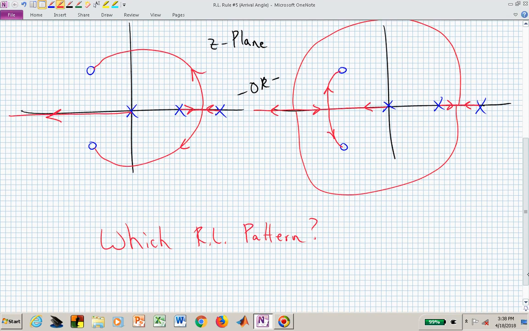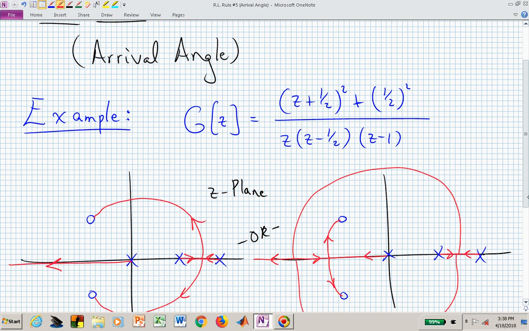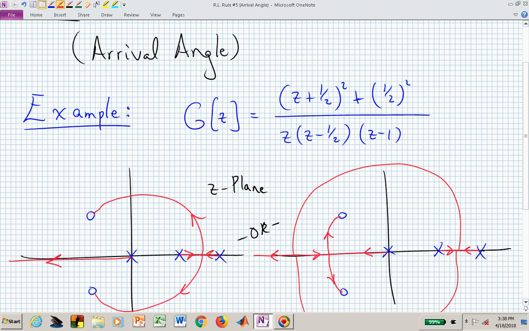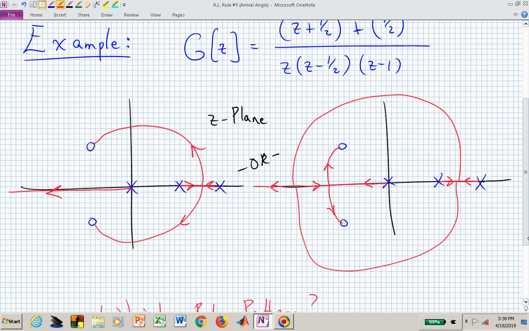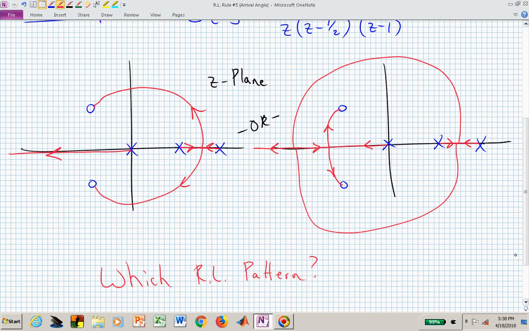In fact, you can look at the answer in the back of the book and use MATLAB and figure out which pattern very quickly by putting this transfer function into MATLAB, issuing the rlocus command, and see which of these particular patterns for the root locus you might have for this particular pattern of poles and zeros.